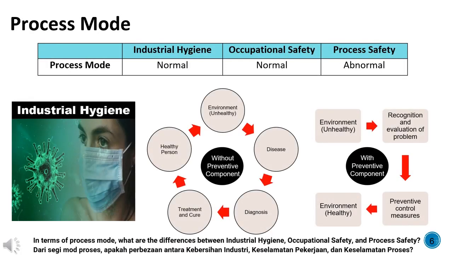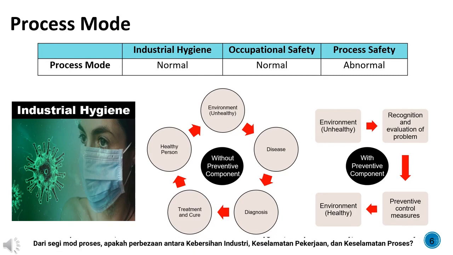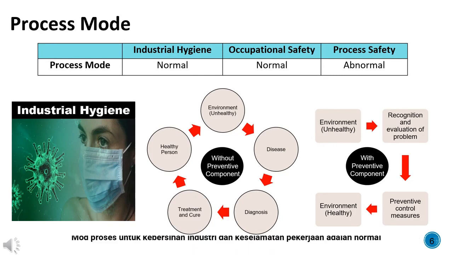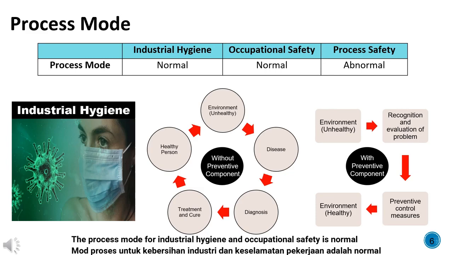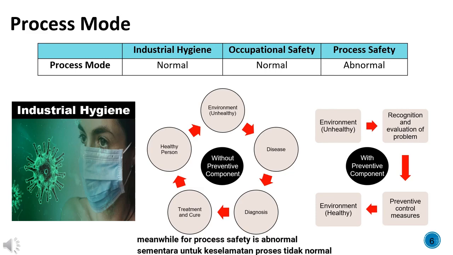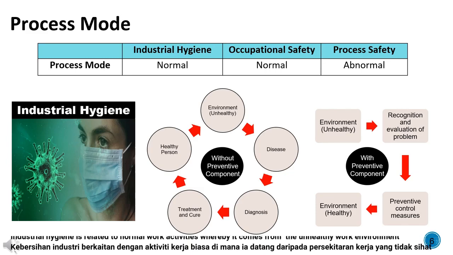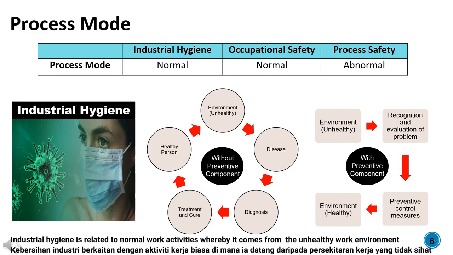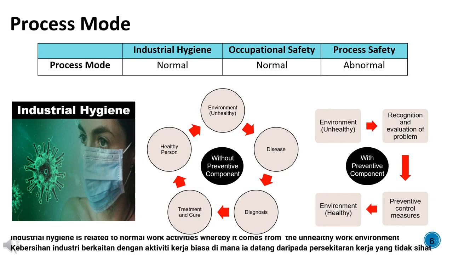In terms of process mode, what are the differences between industrial hygiene, occupational safety, and process safety? Let me share with you. The process mode for industrial hygiene and occupational safety is normal, meanwhile for process safety it is abnormal. Industrial hygiene is related to normal work activities whereby it comes from the unhealthy work environment.